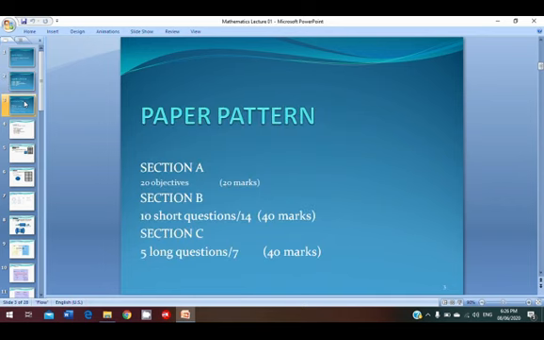This is the pattern of your paper. In second year, your paper has three sections: section A, section B, and section C. In section A, you have 20 MCQs, and each MCQ carries 1 mark. In section B, you have to attempt 10 short questions out of 14. And in section C, it's a long section in which you have to attempt 5 questions out of 7.